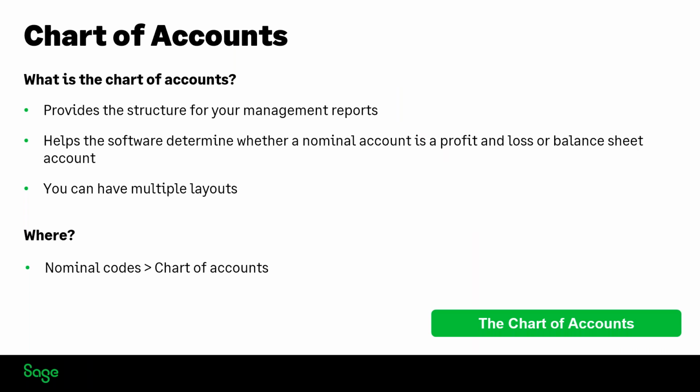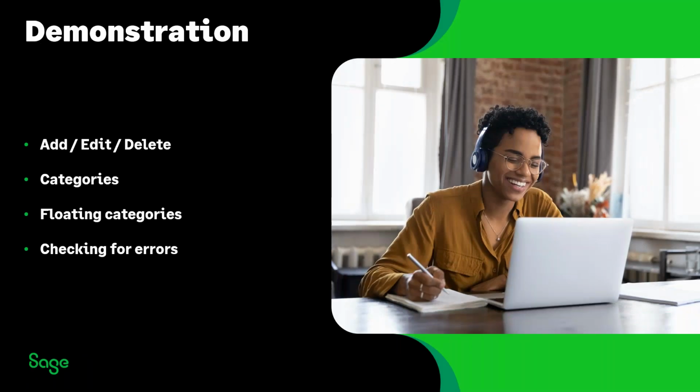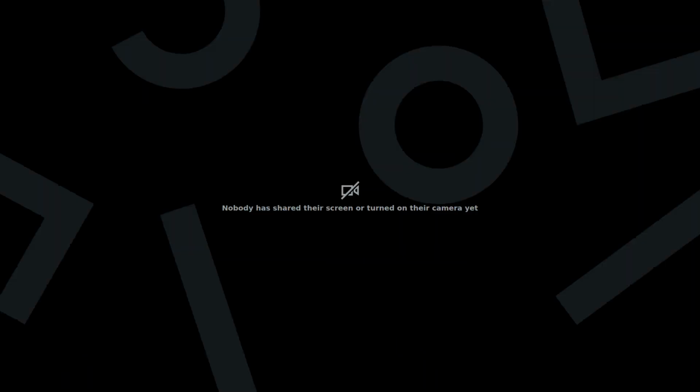Now, where you'll find this is within the nominal codes ledger, and on the toolbar at the top, you'll have that chart of accounts icon. So let's just get stuck straight into some demonstrations, and we'll run through hopefully everything that you need to know about that chart of accounts area. I'll share my screen and we'll get stuck in.